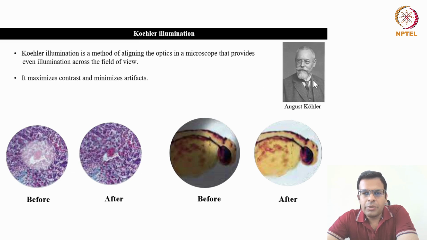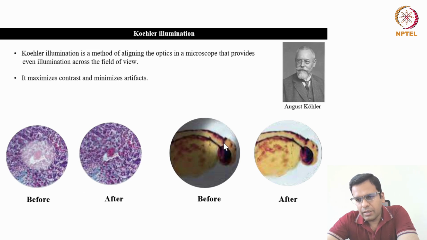Now let me explain Kohler illumination. Kohler illumination is a method of aligning the optics in a microscope that provides even illumination across the field of view. It maximizes contrast and minimizes artifacts. Let's say you are sitting at a new microscope and trying to focus your cells for the first time, and you see something like this: in the entire field of view, only a small part is a little bright compared to the periphery.